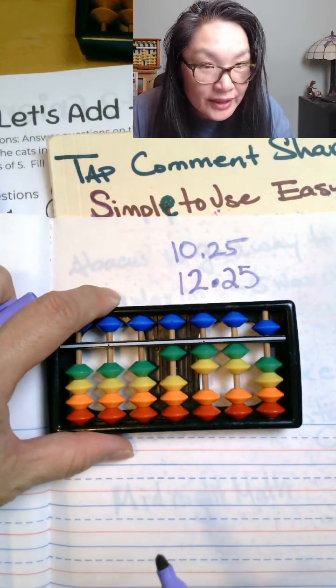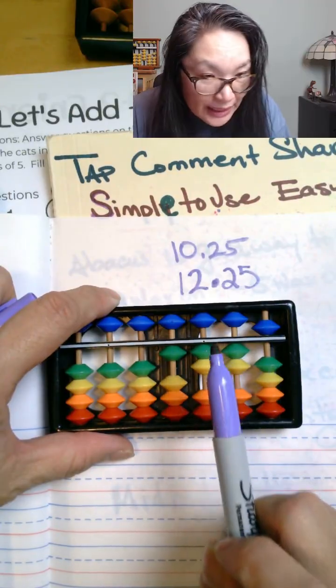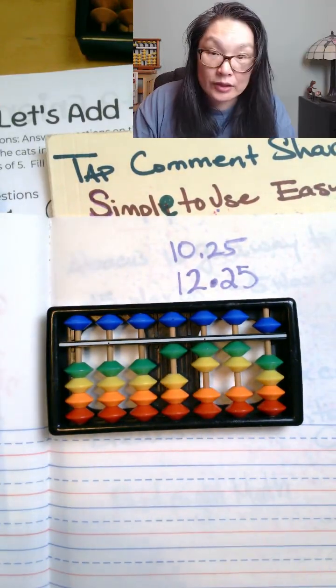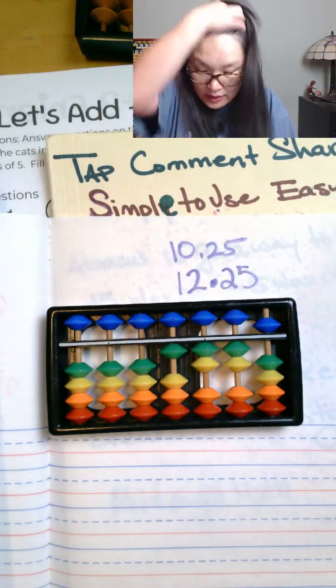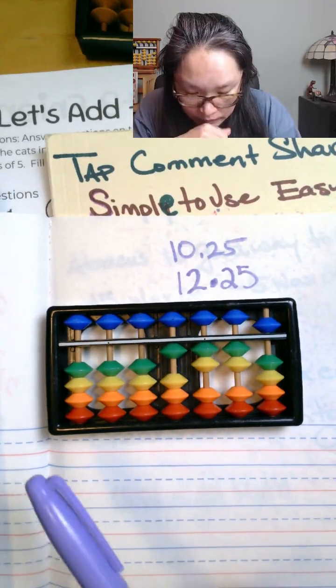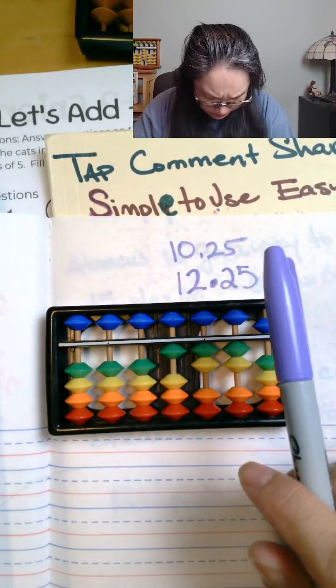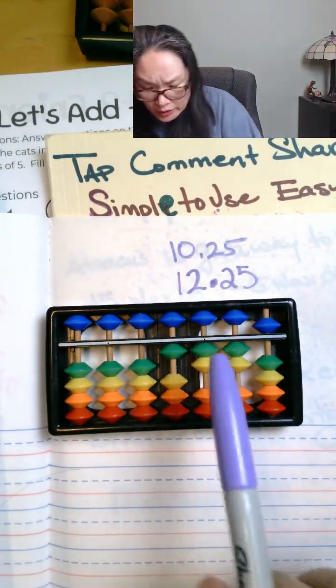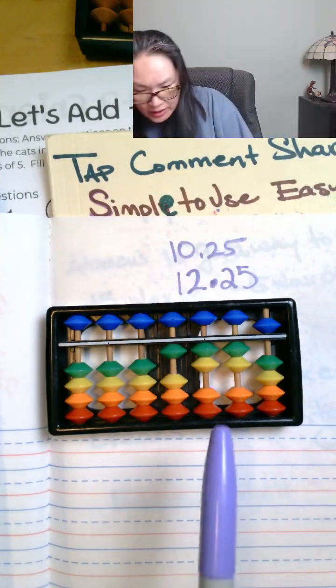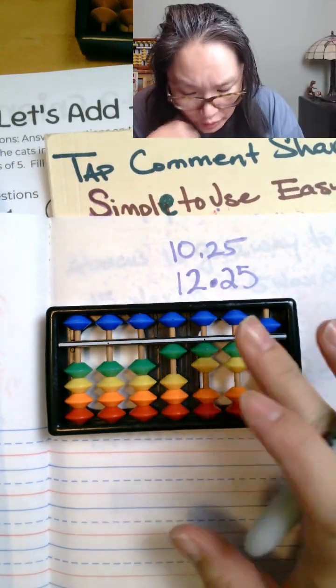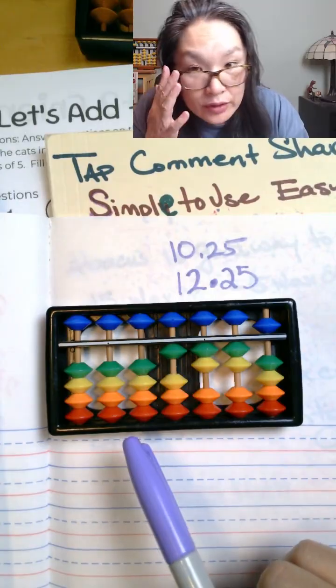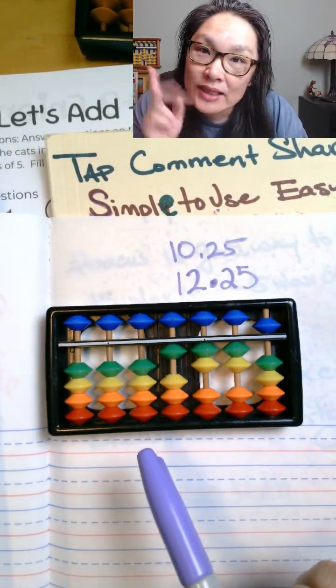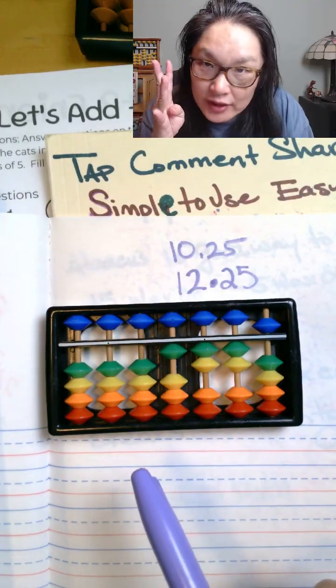Hi, Miranda. Thank you. So what we're doing is we're counting on the abacus. Counting on the abacus just means we're going to learn how to read the abacus. After we learn how to read the abacus, we can do adding, subtraction, multiplication, and division.